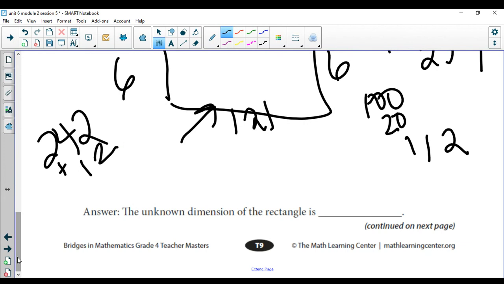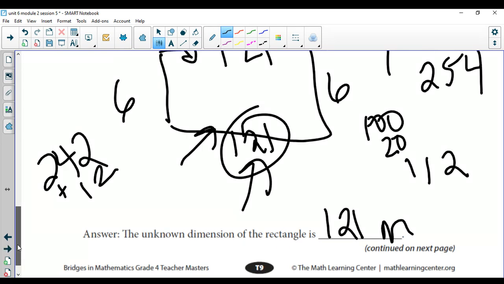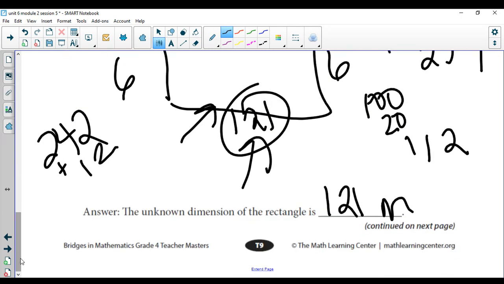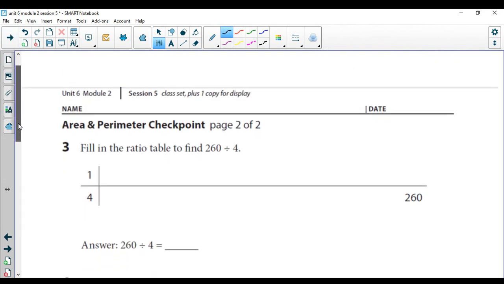So let's go down, my loves, and see how to write this. It says the unknown dimension of the rectangle. Oh, we want to make sure we don't say 242. The unknown dimension is just this 121. 121, and I believe it's meters. Let me go back and check. Yay! So 121, if you had 121, boom, you're ready to move on. If you didn't, you might want to rewind the video, double check my messy work, and redo it till you know it. The goal is this is for you. Make sure you get it. Make sure you get there, even though you can't turn it in.